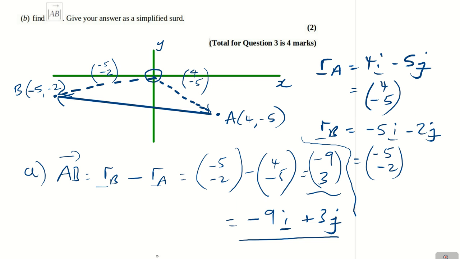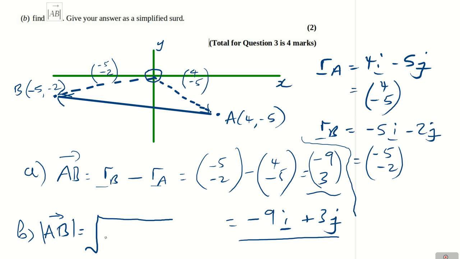Okay, and then part B, it's asking us to find the magnitude of the vector AB. So we've got the vector AB. It's the blue line that goes from A to B. We now want the length of that line, and we find the length of the line by using Pythagoras. So it's going to be the square root of the change in the x coordinates squared added to the change in the y coordinates squared. But we know what the change is because we've already worked that out. It's minus 9i plus 3j.